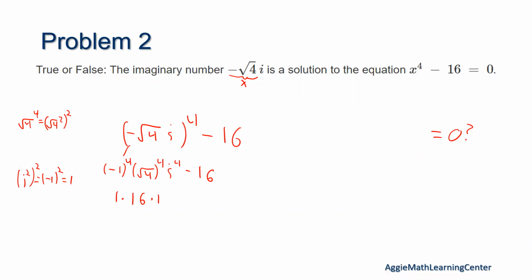Okay, so we have 1 times 16 times 1 minus 16. So then 16 minus 16 equals 0. Wow, so it's true. Oh, okay, that makes sense. Never mind. Are we all good there? Any questions? No? Okay, then we're going to move on.